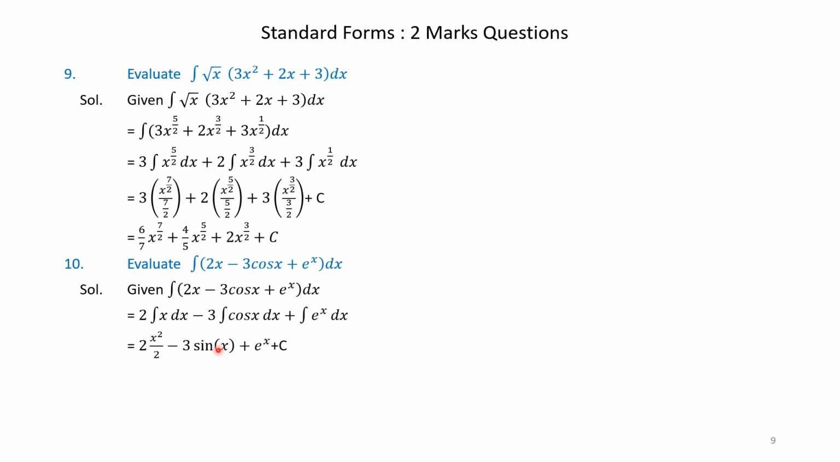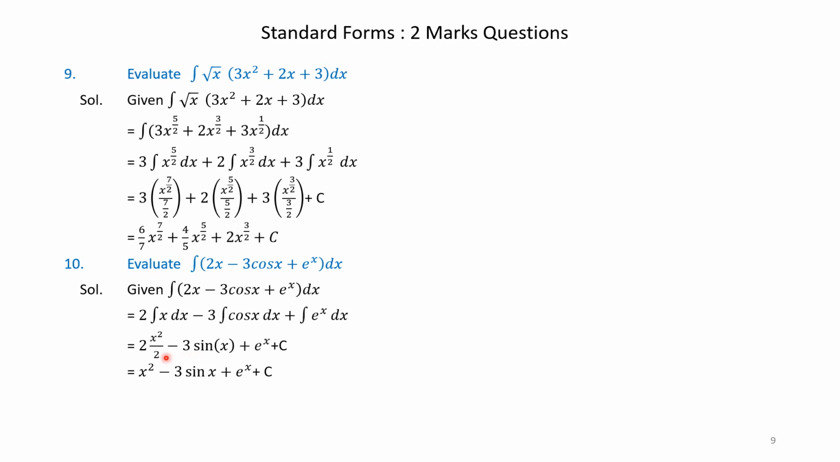Now we have to integrate. The integral of 2 is as it is, 2 into the power rule, x squared by 2. Therefore it is 2 into x squared by 2, minus 3 into, we know the integral of cos x dx is sin x. Therefore it is written as sin x. And the integral of e to the power of x is e to the power of x itself.